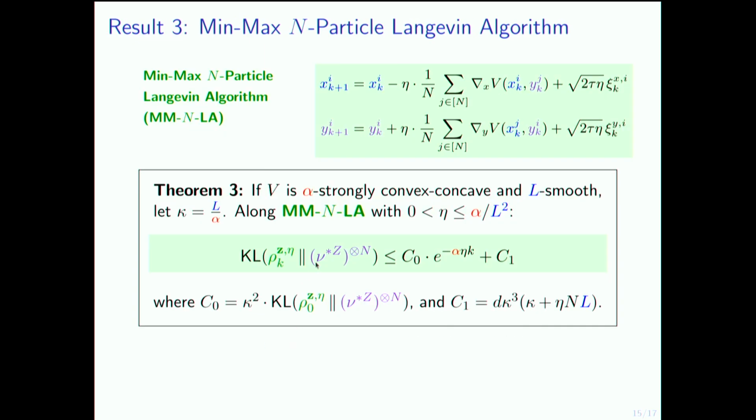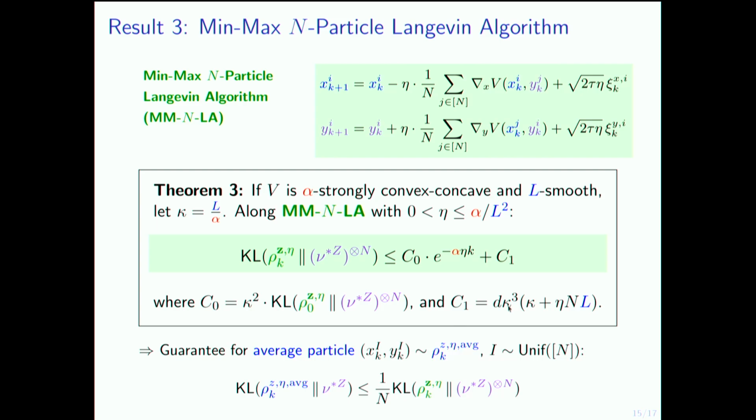So concretely, along this interacting particle system, if the step size is small enough, then the KL divergence between our iterate and the independent product of the equilibrium distribution is bounded by two terms. The first term goes to 0 exponentially fast, like in continuous time, and the second term is the asymptotic bias term. And now we see that this asymptotic bias scales with n, the number of particles, and also with dimension.